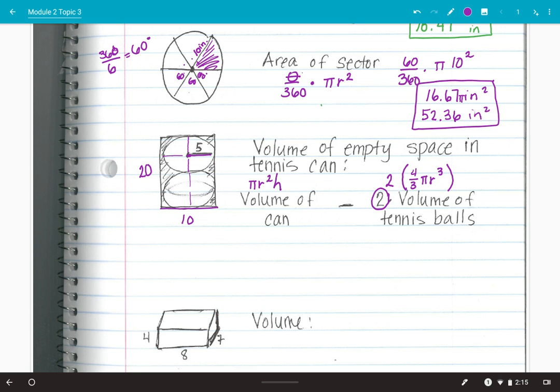So we're going to put the information in. So pi, your radius, which is 5 squared, times your height, which is 20, minus 2, 4/3 pi, your radius cubed. And you want to put this in, and we are going to be multiplying pi because we actually want an answer with it. So we're going to go pi times 5 squared times 20. Oops. Helps if you make sure you do not push any extra buttons.